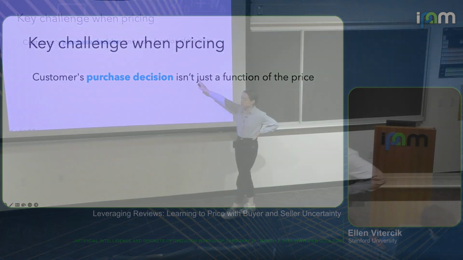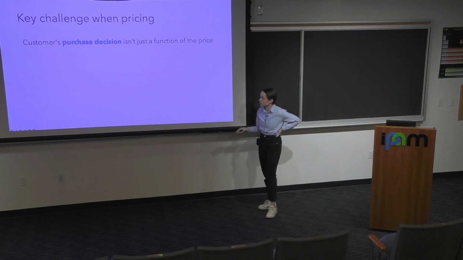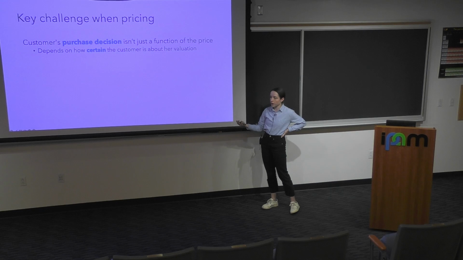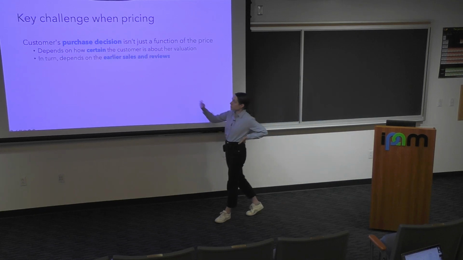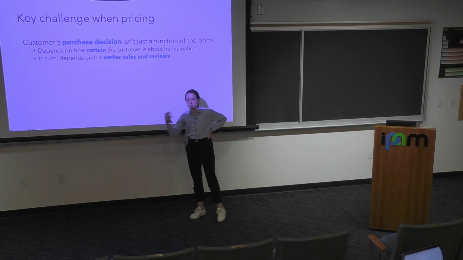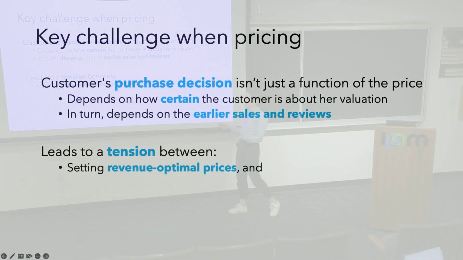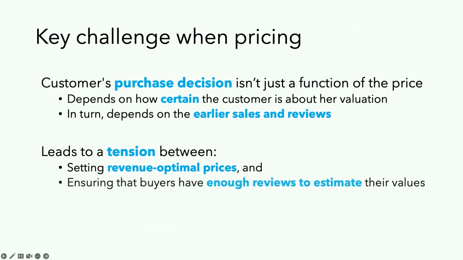So now the customer's purchase decision, whether or not they're going to buy the item, is not just a function of the price, but it depends on how certain the customer is about their values for the items for sale. And in turn, their certainty depends on the earlier sales and the reviews generated from those sales. And so this leads to a tension between setting revenue optimal, high prices, but also ensuring that all of the buyers have enough reviews that they can confidently estimate their values for the items for sale.